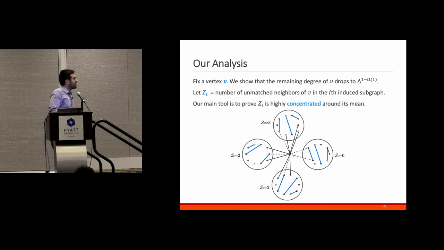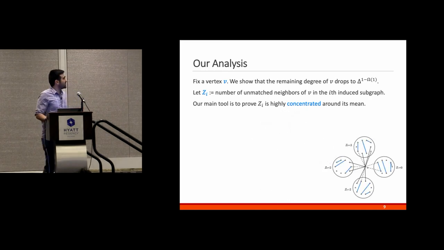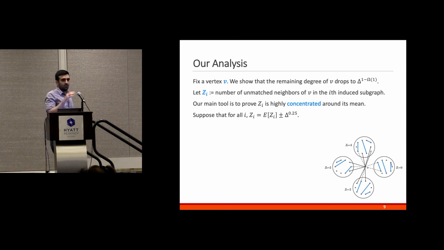Our main tool in proving that this sparsification happens is to prove that this random variable Z is highly concentrated around its expected value. So let me describe why this concentration bound leads to this argument. Suppose that we can prove such sharp concentration bounds. Suppose that we prove that for every Zi, its value with high probability is within an additive of delta to some small constant, say 1/4 of its expected value.